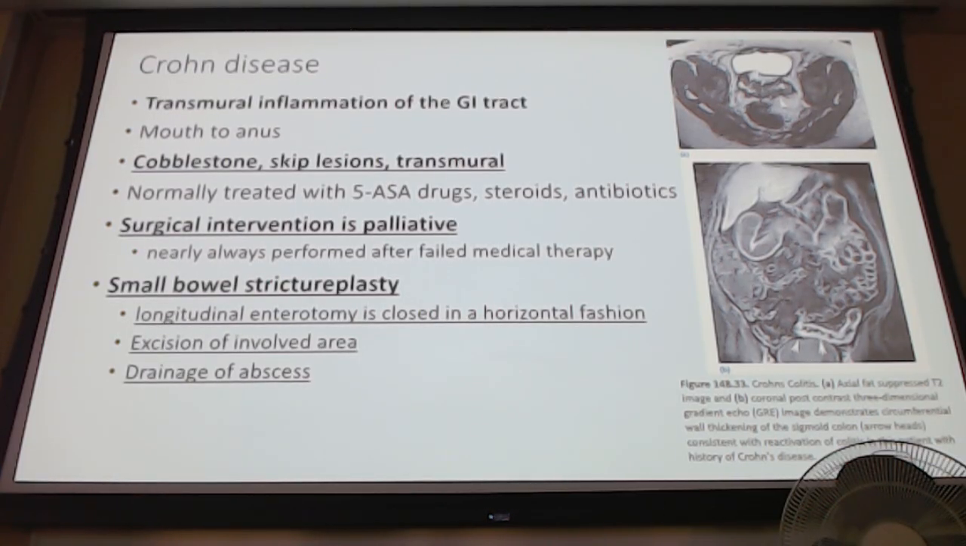And then we drain for abscesses. So that's the main surgical thing of what we do for Crohn's. We can either take out the areas that are having issues or try to fix them, and if there's an abscess, we will drain it.